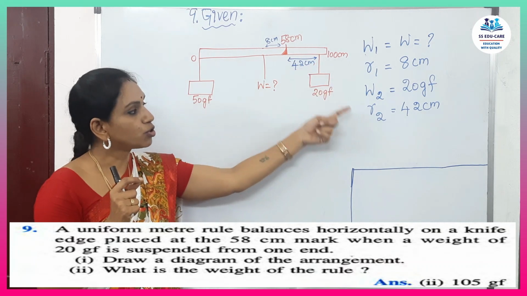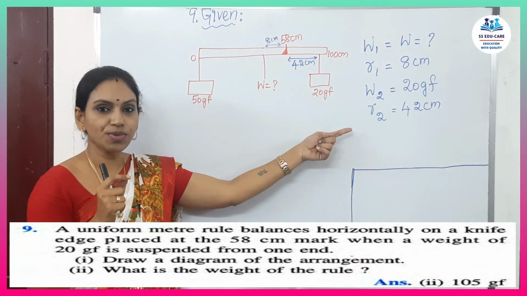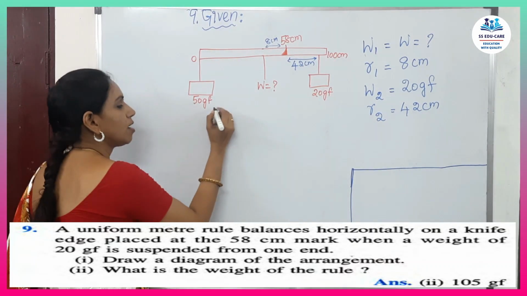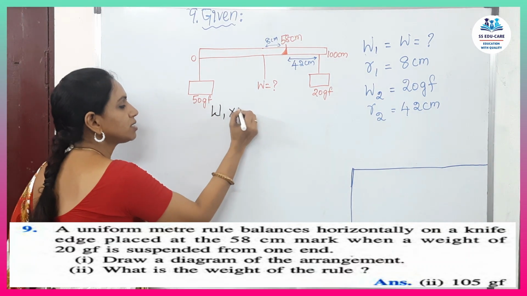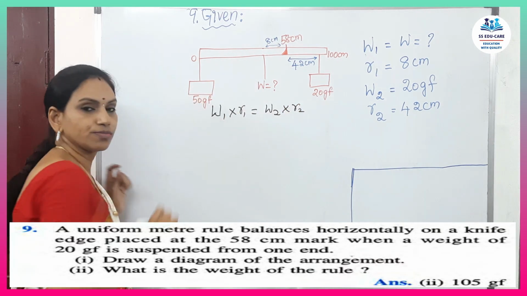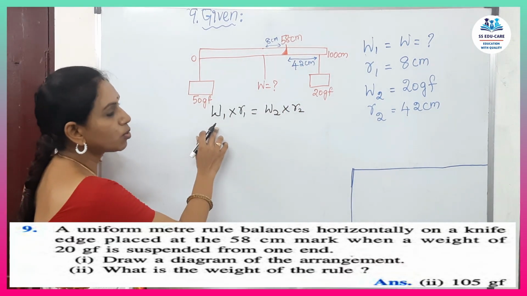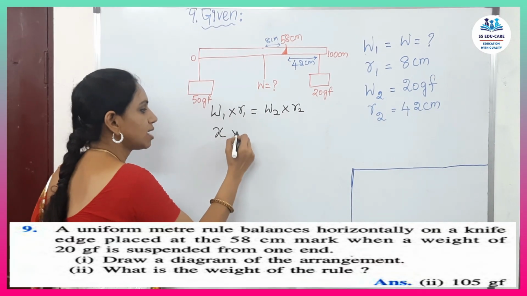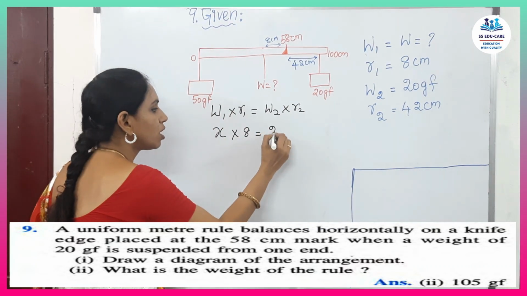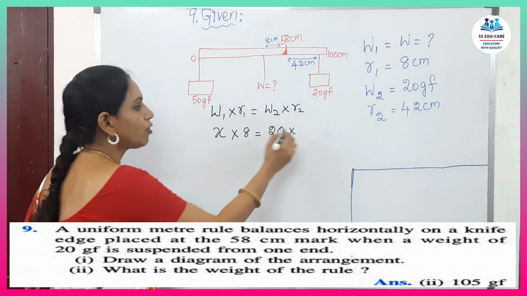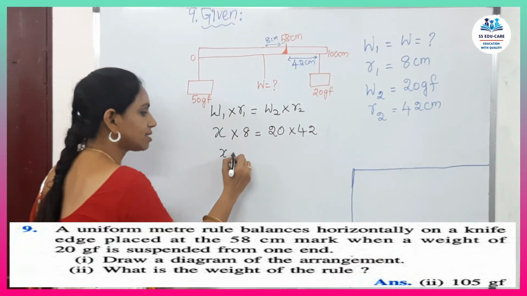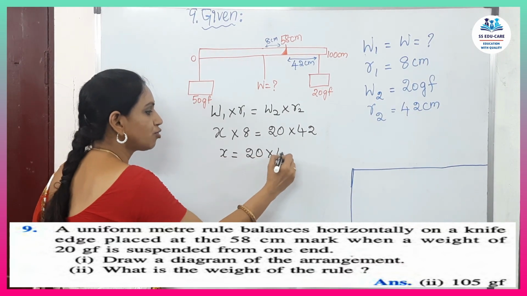Now two weights are being given, two distances are being given. We will obviously go for the principle of moments. See, according to principle of moments, W1 into R1 is equal to W2 into R2. What is W1? W1 we have to find out, let it be X into R1 is 8, that is equal to, what is W2? 20 into 42. R2 is 42.